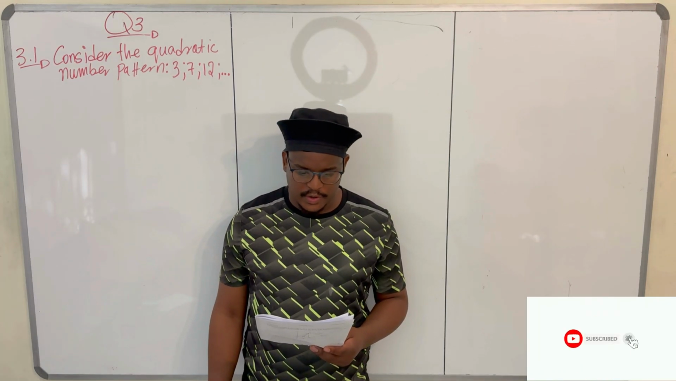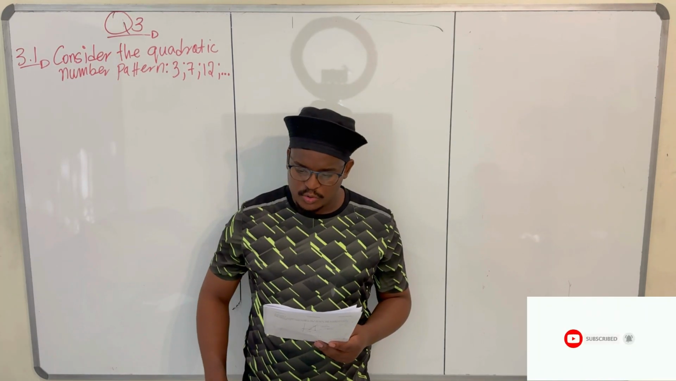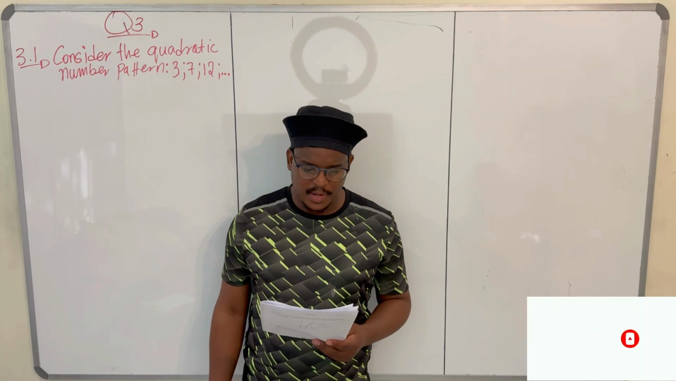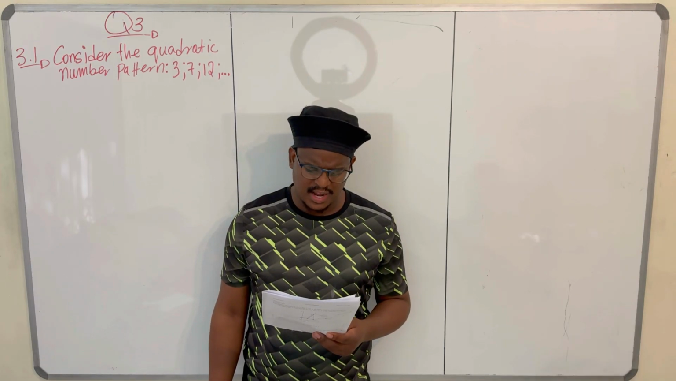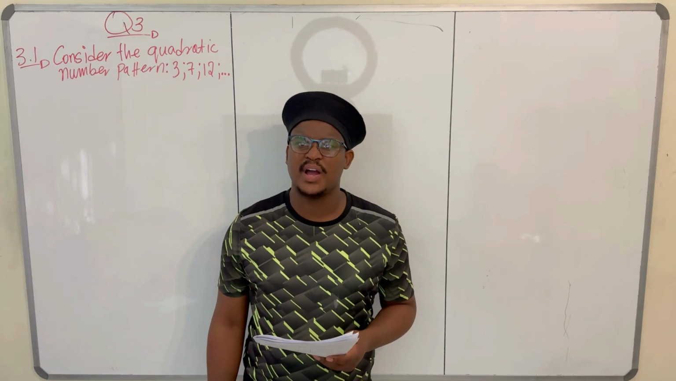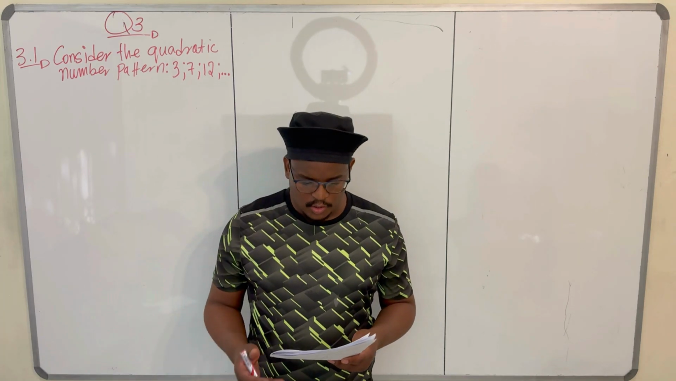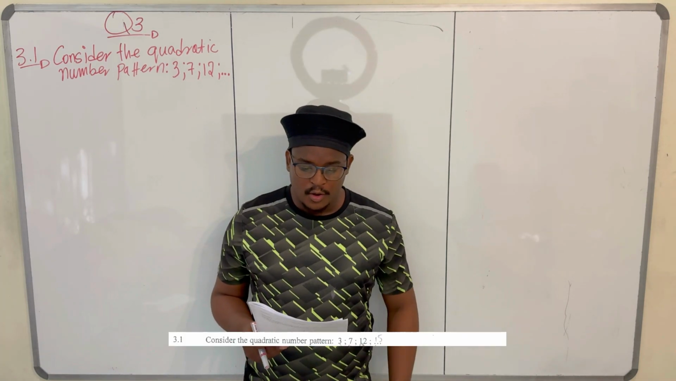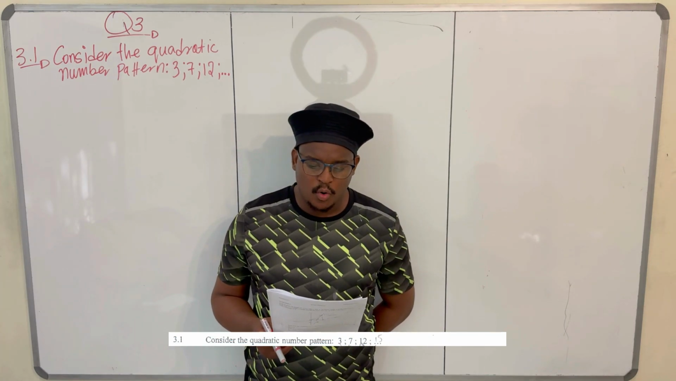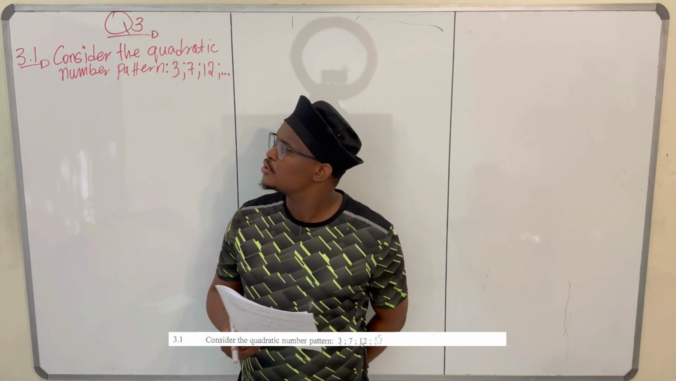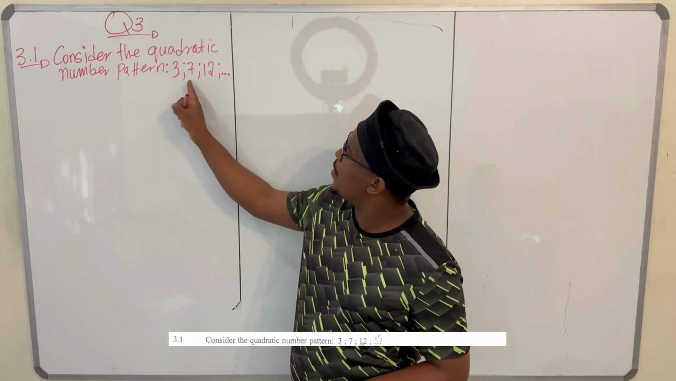So in this video we're doing question 3 of the May/June 2024 question paper, Mathematics Paper 1. The topic is quadratic and arithmetic patterns and sequences. So let's go. Question 3. 3.1. Consider the quadratic number pattern. So they wanted us to think about this quadratic number pattern.